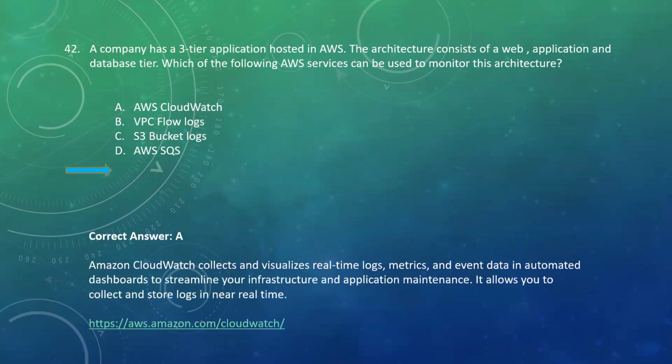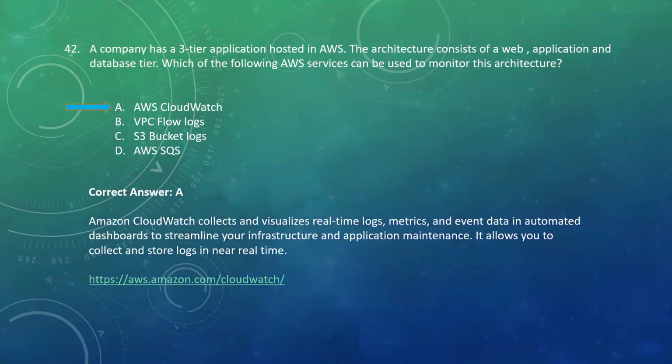So the right answer is option A. Amazon CloudWatch collects and visualizes real-time logs, metrics, and event data in automated dashboards to streamline your infrastructure and application maintenance. It allows you to collect and store logs in near real time.